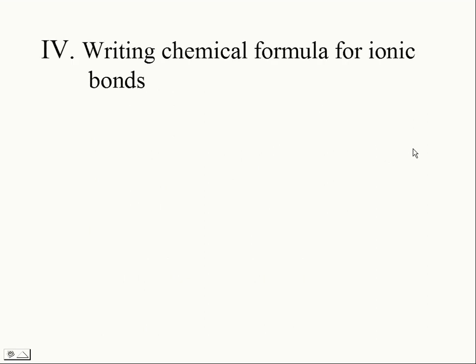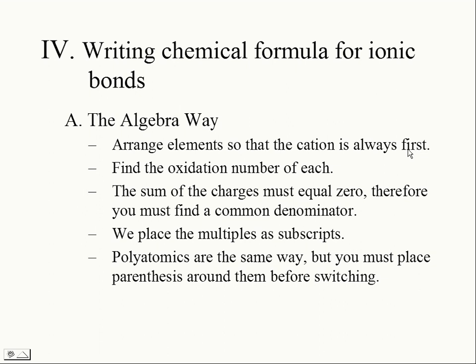In order to write a chemical formula, there's the algebra method. Arrange your elements so the cation is always first. Find the oxidation of each. The sum of the charges must equal 0, therefore you must find a common multiple. Back in my day it was called denominator, but it's least common multiple, I think now. You place these multiples as subscripts, and we're going to work on the polys the same way.